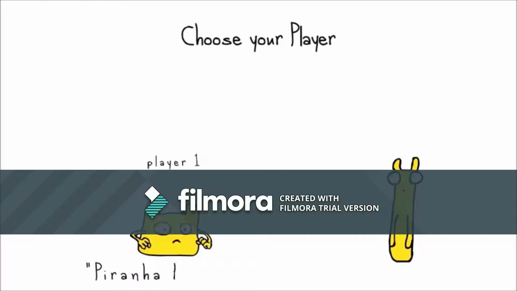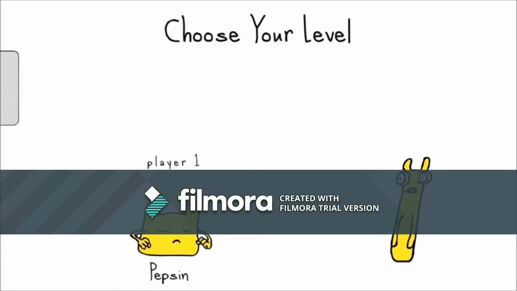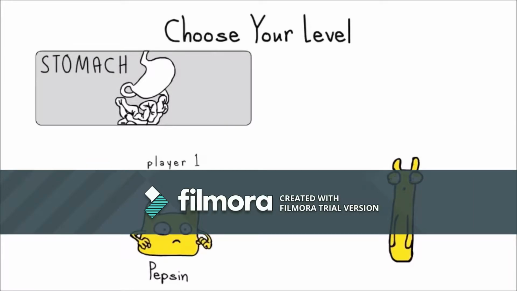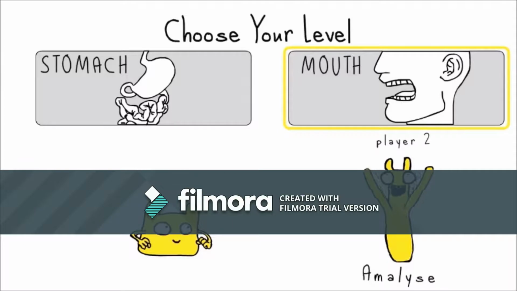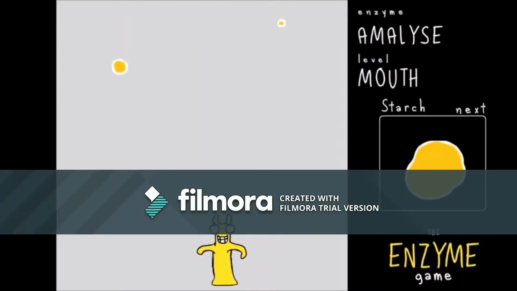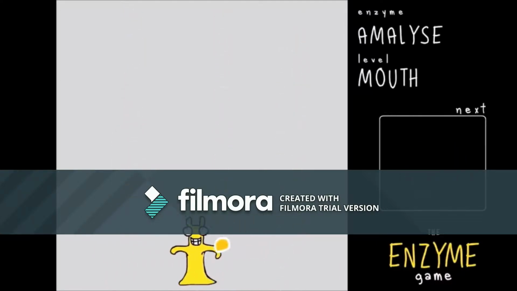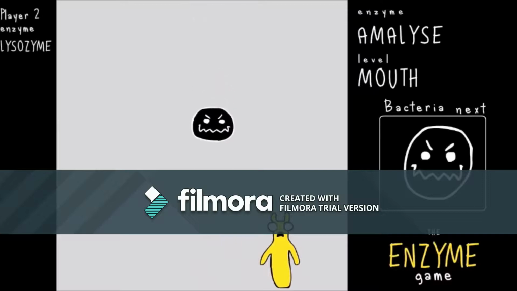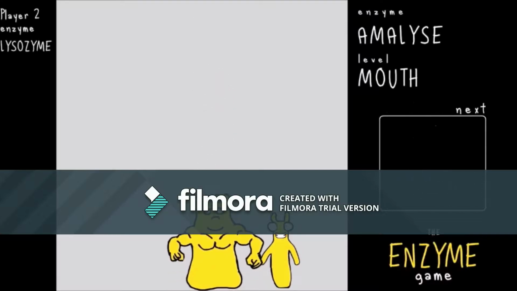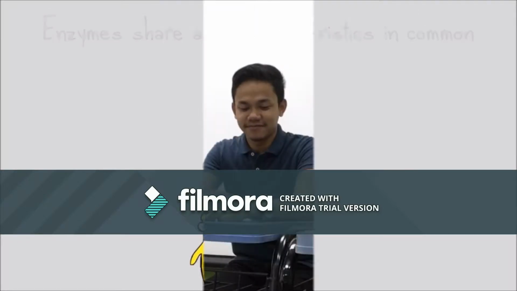For example, what you call the piranha enzyme is actually pepsin. It is only found in the stomach and digests proteins. In your mouth, there is amylase, which breaks down starch. In your cells alone are hundreds of enzymes that control your cell activity and defend them from invasions by microbes like bacteria and viruses. Though enzymes can appear very different, they all share a few characteristics in common.